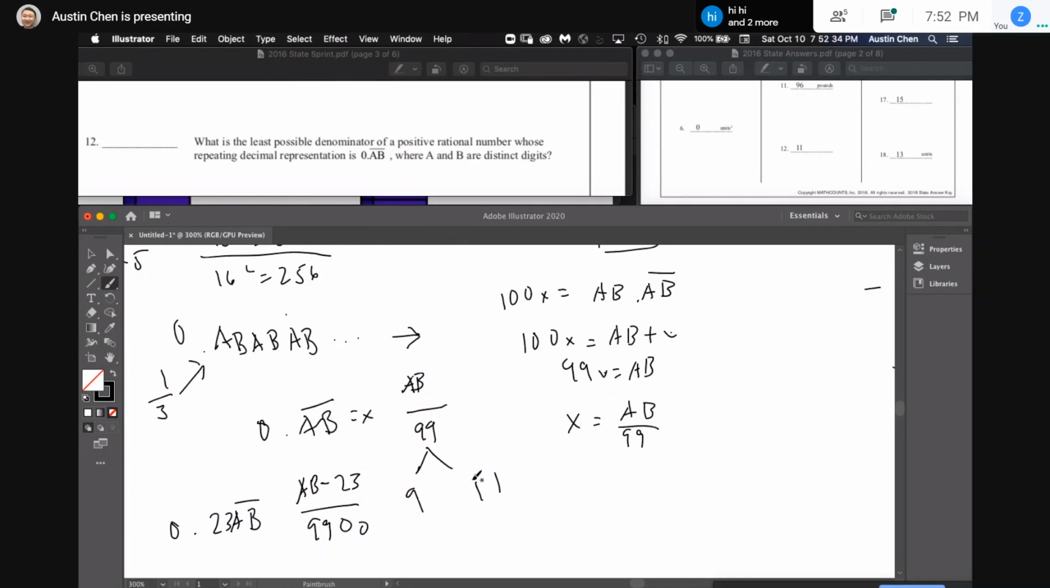So if we can't ever cancel out this 11, we want to try our best to cancel out this 9, and that would give us our least possible denominator of 11. And that's possible if we had A and B as 0, 9. This would be our best case scenario, because again, we can't cancel out this 11. So this would be our best fraction, 1/11. So our least possible denominator is 11. Anything you want to say there, Bill?